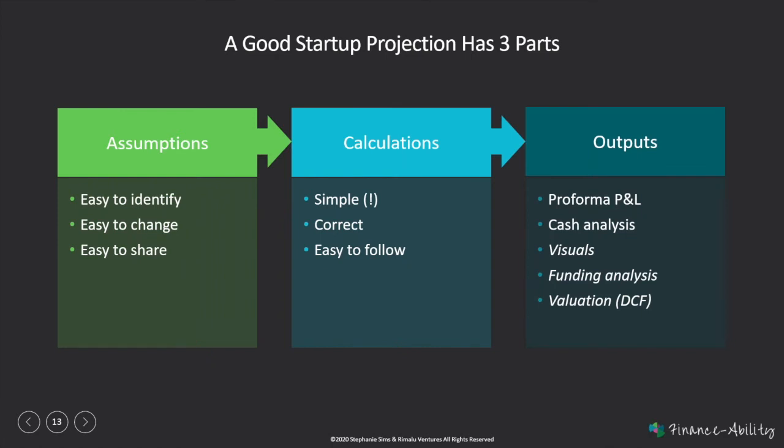And then lastly, once you've got your assumptions or your inputs, you run them through your calculations, you're going to generate some outputs, right? Which is the pro forma profit and loss statement and the cash analysis at a minimum. But if you want to make your life easier, you can also include some visuals like charts and graphs. You can include a funding analysis, which really says how much money you're going to need either this year or over the life of your business. And if you want to get really fancy, you can even include a valuation.